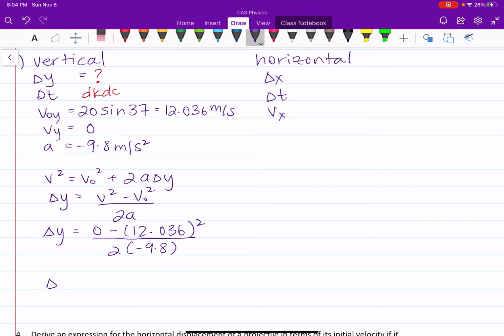And when we do that math, we get delta y equals 7.39 meters positive. So that means up. So that's the answer to part A. 7.39 meters is the highest point in the arc of this football.